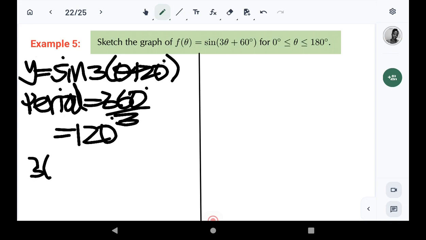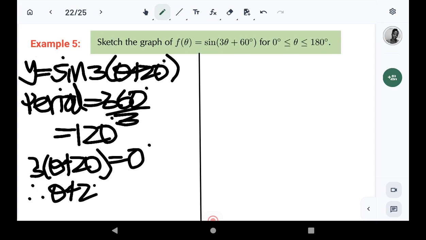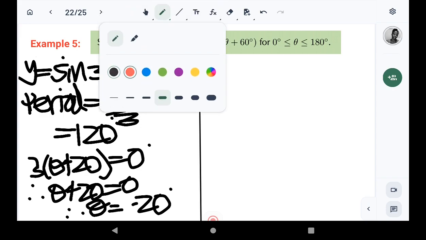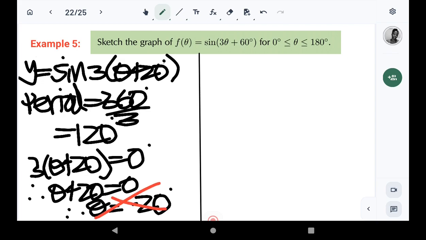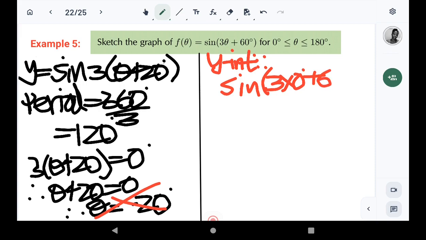Let's now set y equal to 0. Therefore, theta plus 20 equals 0, meaning that theta equals -20. This is outside the range, so we're not going to include it. What we're going to do on the other hand is find the y-intercept. The y-intercept is at the point where theta is equal to 0. So we find that sine of 3 times 0 plus 60, in other words, sine of 60, which is equal to 0.866. So that is 0.87. That is the y-intercept.